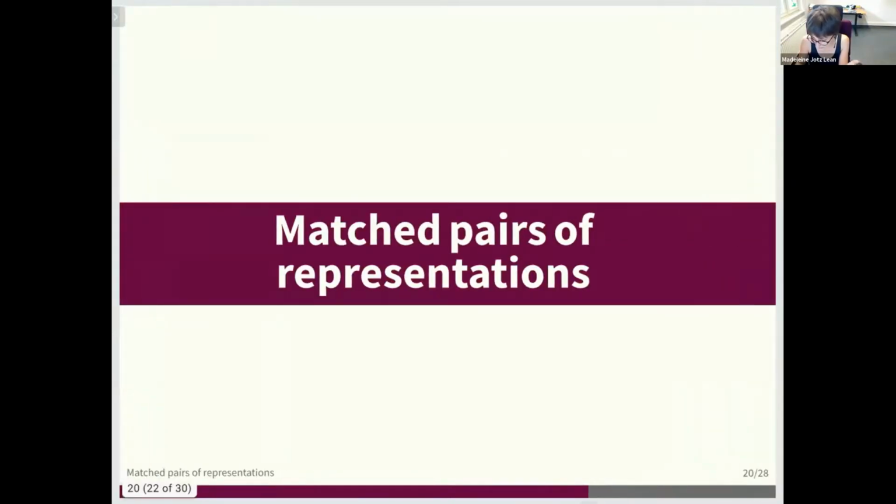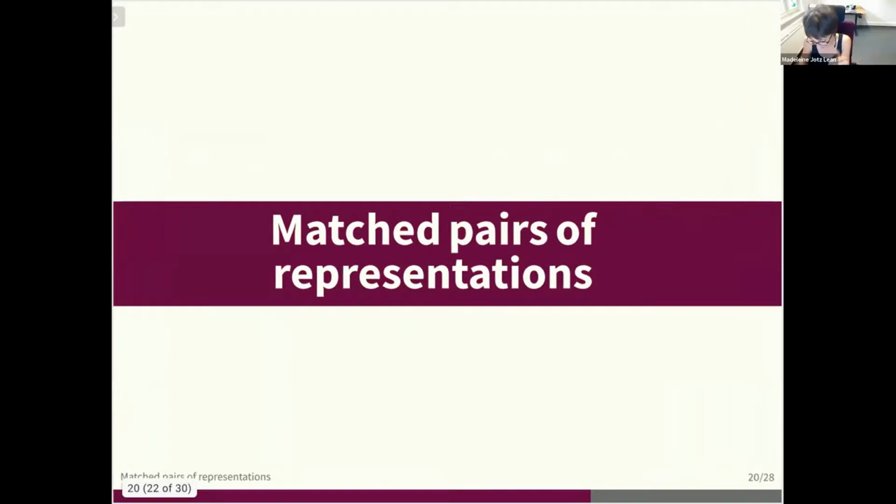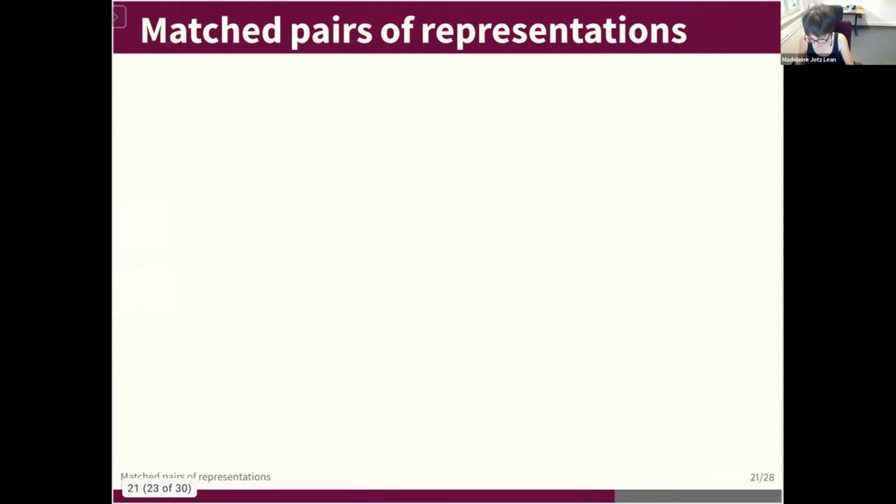I have 1.5 minutes left. I just wanted to give you a little application, a little picture where these correspondences are useful to explain what's going on. And the beginning is very easy. So there's the notion of matched pair of representations. So you have A and B, the algebroids over M, and they act on each other.